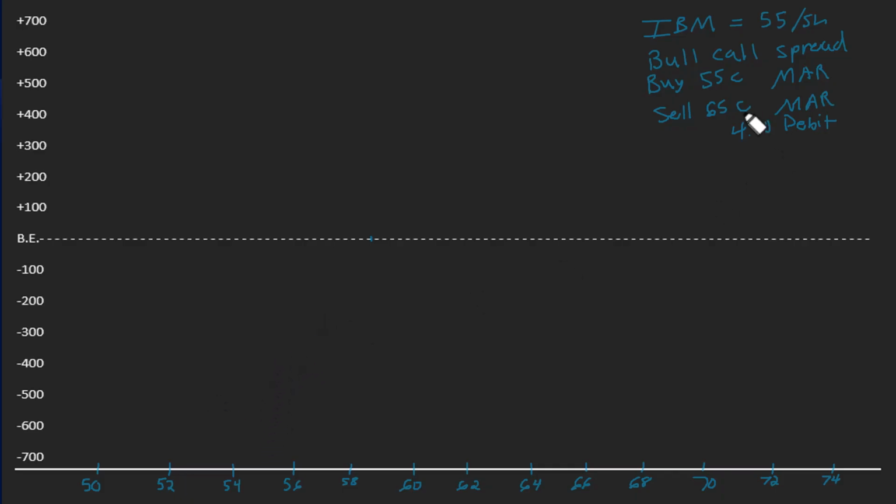So how much can we lose? $4. That's $400 per spread. So I can take a flat line here at $4, and let's change the color. I'm going to lose $400 if the stock is at $55 per share or lower. So notice I'm going to stop at the $55 price point, which would be right in between those 54 and 56. That's my loss area.